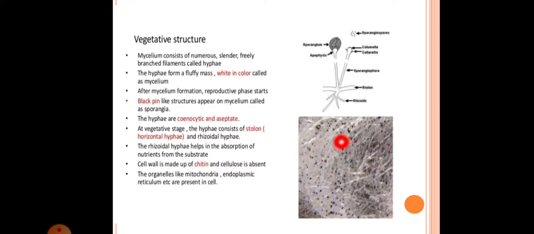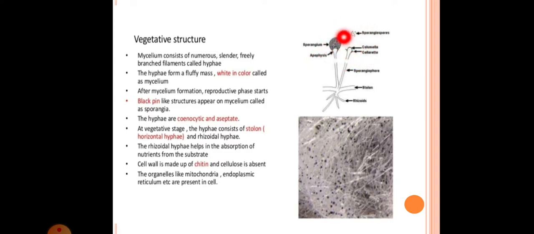The hyphae form a fluffy mass, white in color, called the mycelium. So here the white fluffy mass is known as what? The mycelium. It means a large number of hyphae make up the mycelium. After mycelium formation, the reproductive phase starts. Then black pin-like structures appear on the mycelium. These are called sporangia.